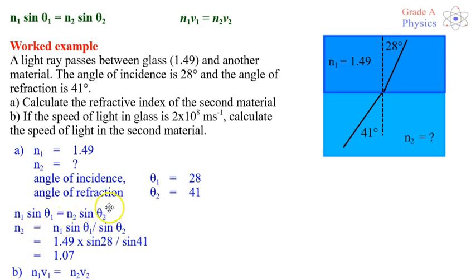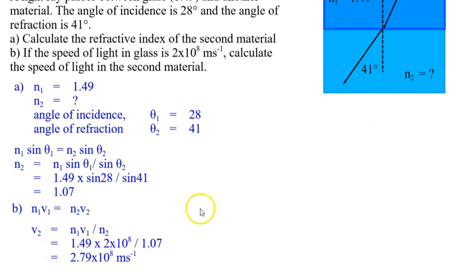So take sine theta 2 from the top to the bottom on the other side. And once we've got this, it's just a case of substitution. We can put all the numbers in and we get N2 as 1.07, which sounds about right. And if you think about it, it should make sense because we've got an increase in this angle here. The angle of refraction is larger than the angle of incidence, which would suggest that the light has speeded up, which means that the refractive index should be less than the previous one.